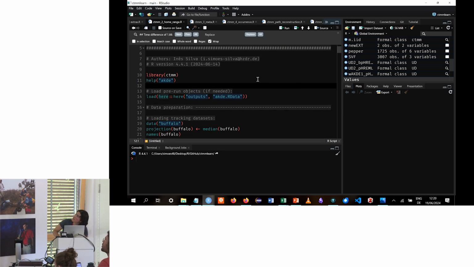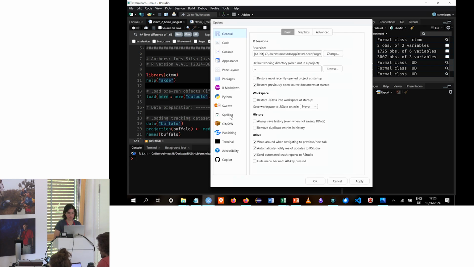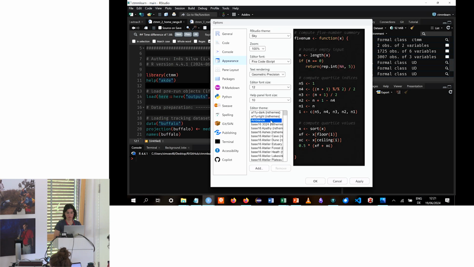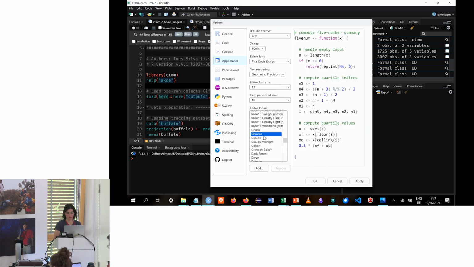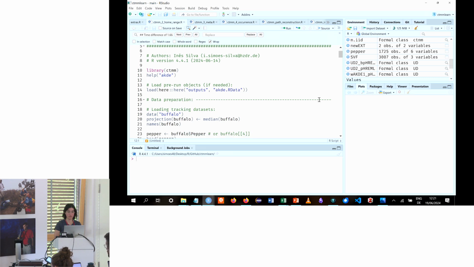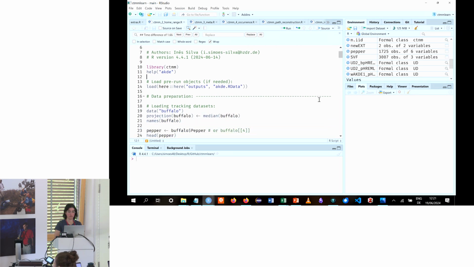Should I make the colors brighter so it's easier to see the screen? Okay. Okay, so everyone has the correct file?